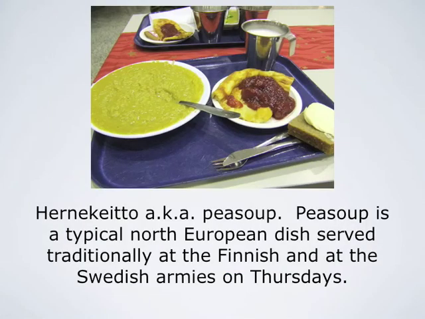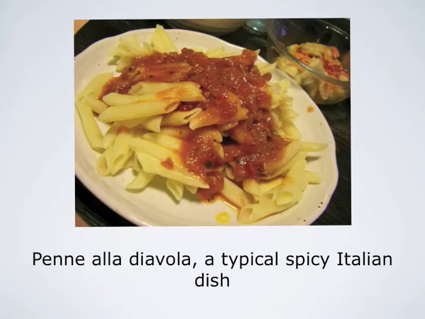And then the second choice, hernekeitto, is pea soup in English. This is a typical North European dish served traditionally at the Finnish and at the Swedish armies on Thursdays. At the Swedish army, they serve pea soup even on Tuesdays. Now, the third choice was penne alla diavola, a typical spicy Italian dish. Maybe my favorite, but I like also hernekeitto.